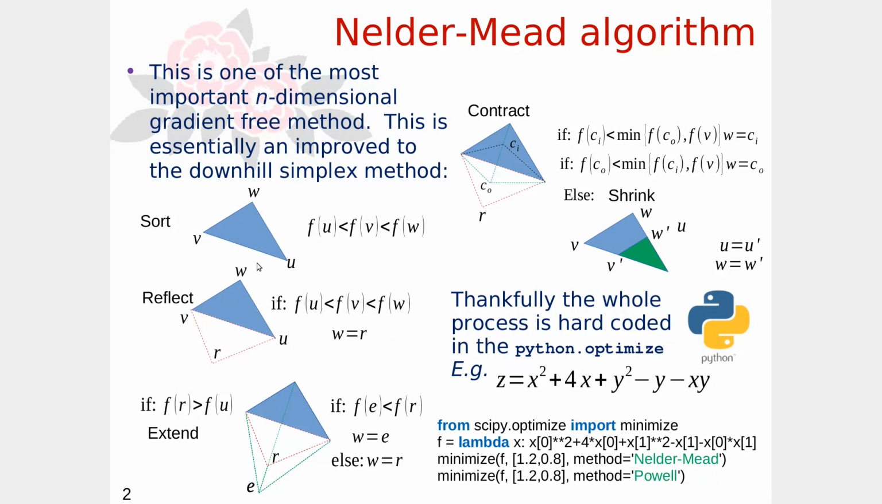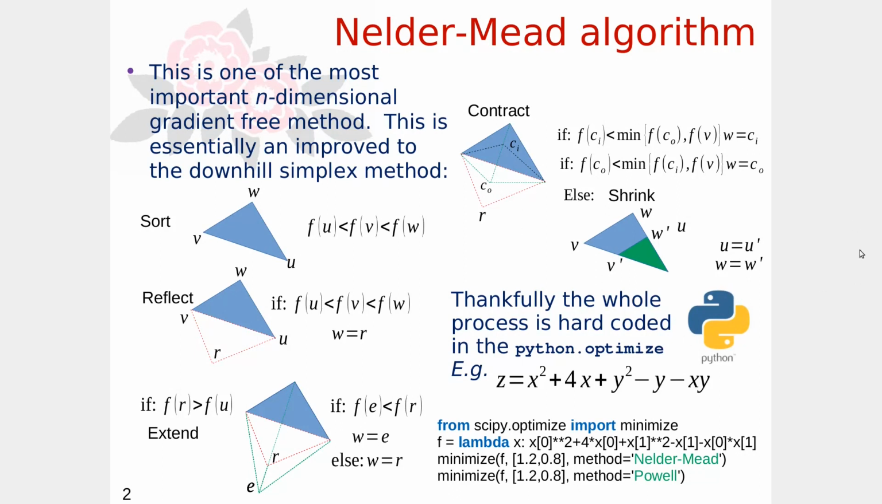So we reflect, and then we put W equal to R, and then if R is greater than U, so it's the lowest value, then they use some type of extend, so they try and extend further down, and they keep extending further down that line until it actually becomes greater. If it's the opposite, thereafter you can contract. So you look at R and then contract it back. Otherwise, you can shrink the whole.